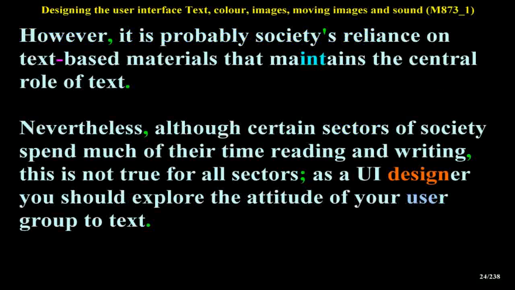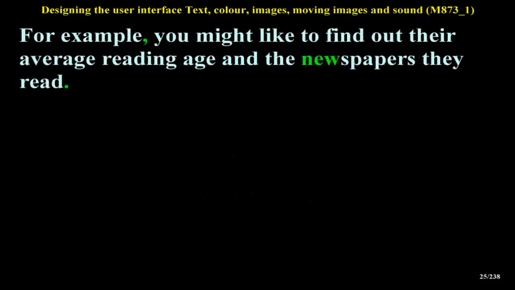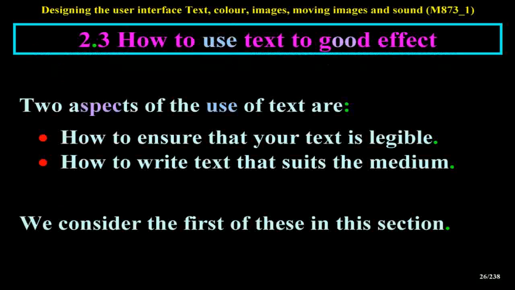Nevertheless, although certain sectors of society spend much of their time reading and writing, this is not true for all sectors. As a UI designer, you should explore the attitude of your user group to text. For example, you might like to find out their average reading age in the newspapers they read. 2.3 How to use text to good effect. Two aspects of the use of text are how to ensure that your text is legible, and how to write text that suits the medium.